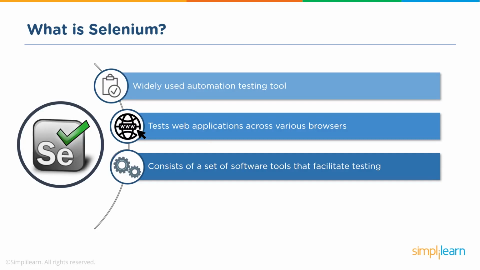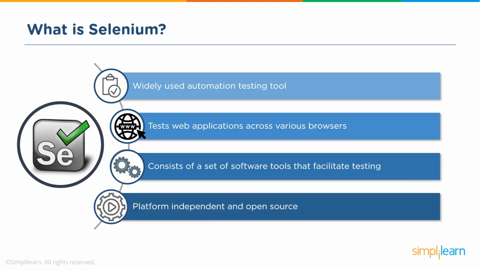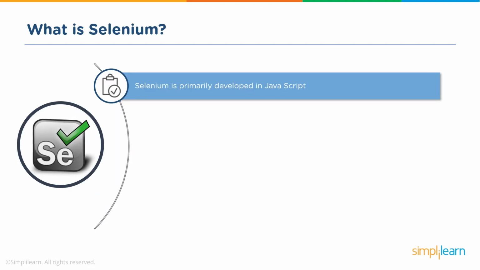All these tools together help us test the web application. So Selenium is open source and it is platform independent. This is the biggest reason why people prefer this tool, because it is free of cost. QTP and RFT, which I just talked about, are chargeable. Selenium scripts can run on any platform because Selenium is primarily developed in JavaScript. So it is platform independent.